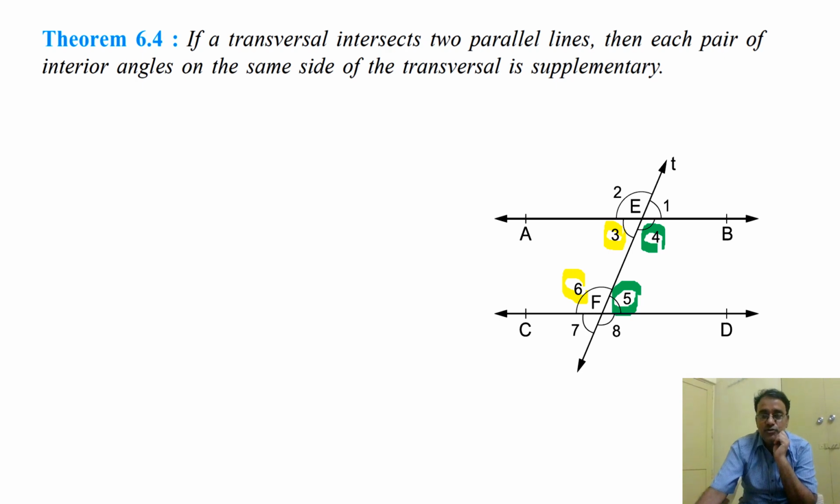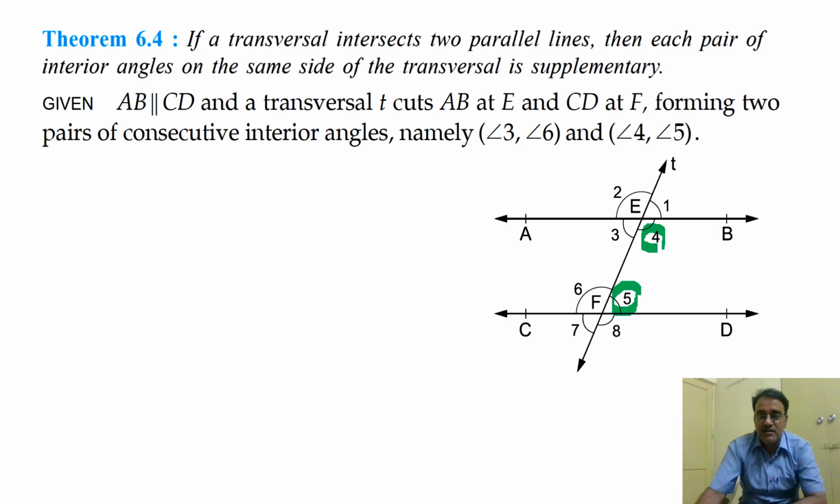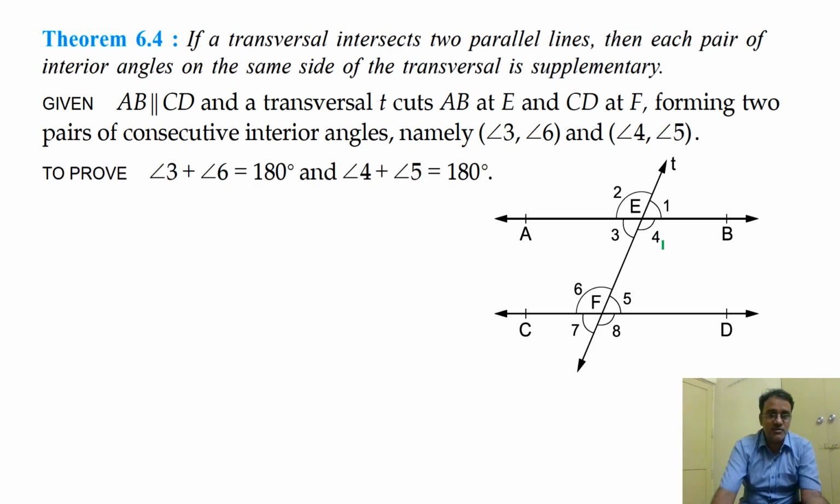Okay, now we are going to start what is given. Already I told you that AB is parallel to CD and T is a transversal, cuts AB at E and CD at F, forming two pairs of consecutive interior angles, namely angle 3, angle 6 and angle 4, angle 5. And what we have to prove? Angle 3 plus angle 6 is equal to 180 degree and angle 4 plus angle 5 is equal to 180 degree. Okay.